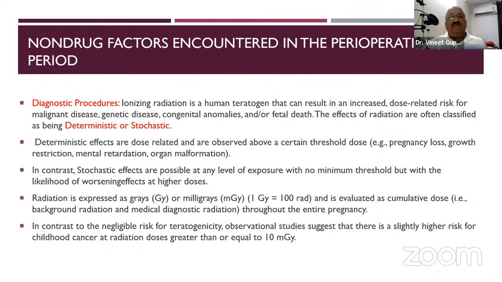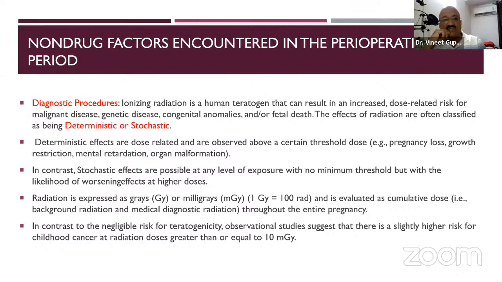Then diagnostic procedures. Ionizing radiation is a human teratogen that can result in an increased dose-related risk for malignant disease, genetic disease, congenital anomalies, or fetal death. The effects of radiation are often classified as being deterministic and stochastic. Deterministic effects are dose related and observed above a certain threshold dose.